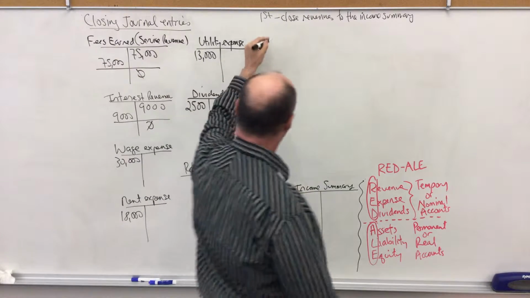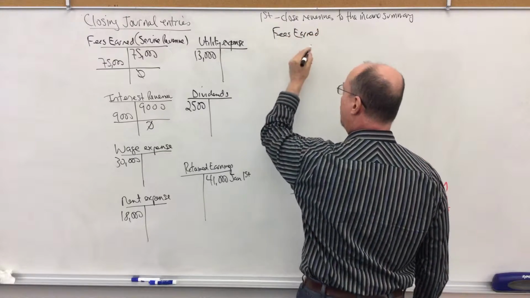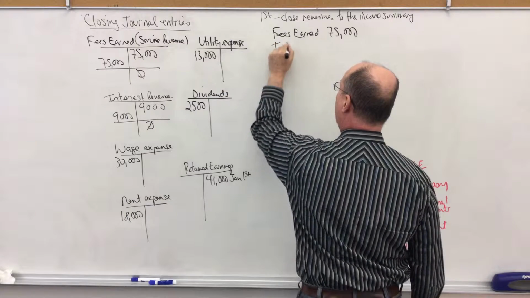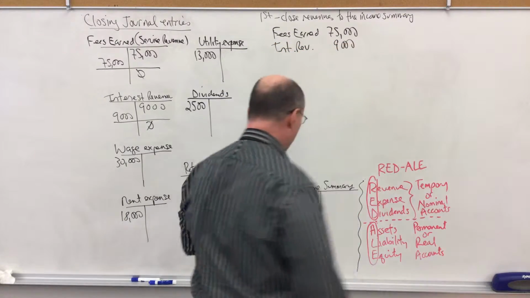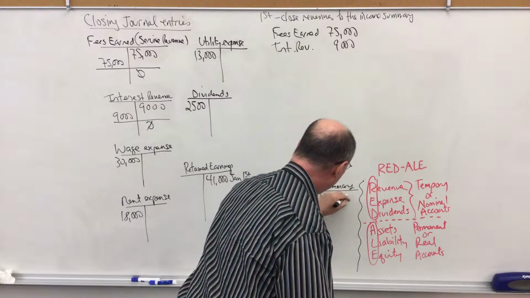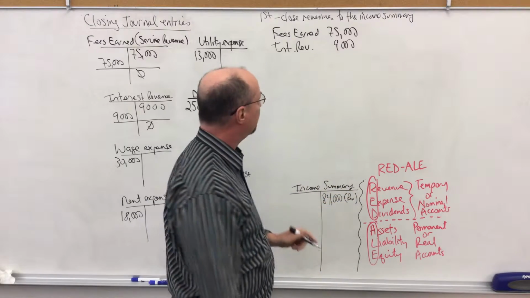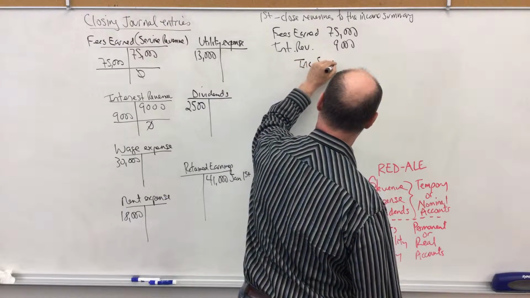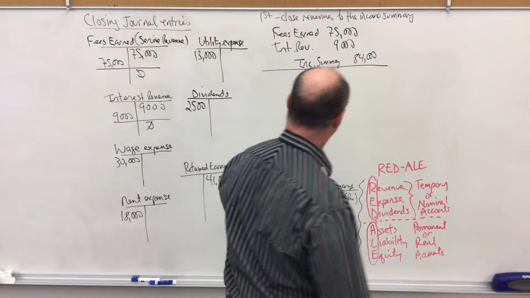So I debit fees earned or service revenue for $75,000. I debit interest revenue for $9,000, and I'm going to credit the income summary for $84,000. In parentheses, I'm just going to show that that represents revenue. Okay? So here's my credit to the income summary, $84,000. That's my first closing journal entry.